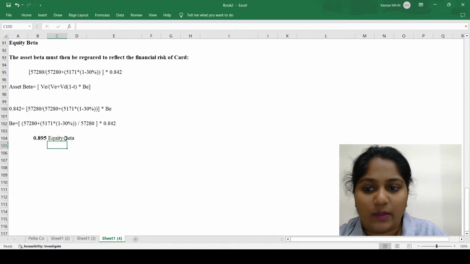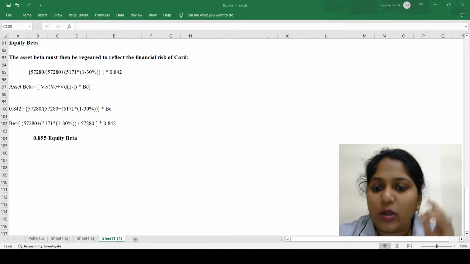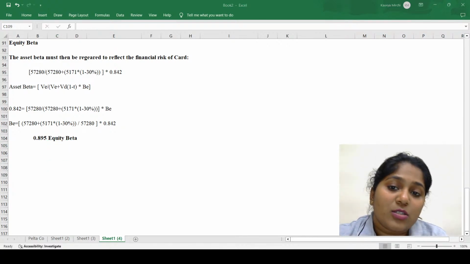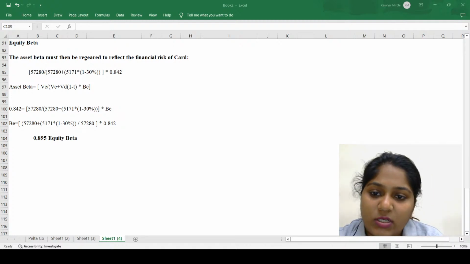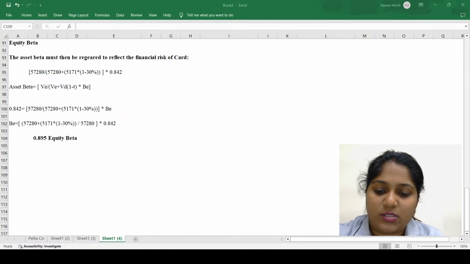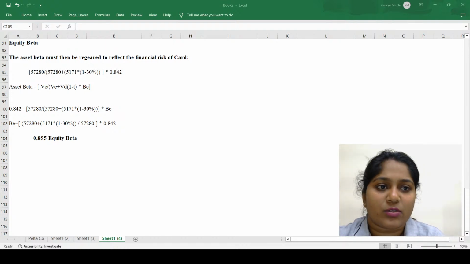Now with this equity beta, let's go ahead and find out the project specific cost of equity. So what is the project specific cost of equity, people? What is the formula for project specific cost of equity, by any chance, if you guys know?